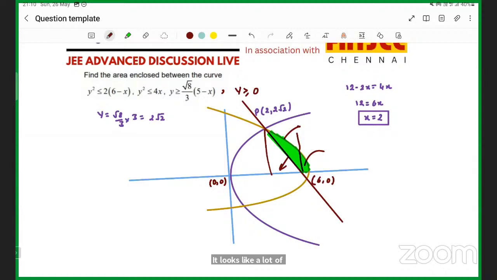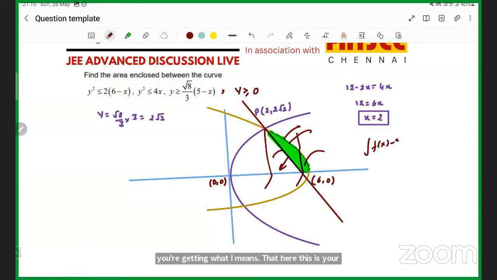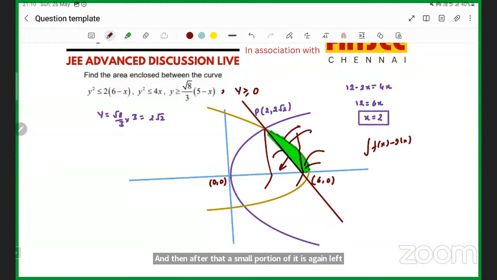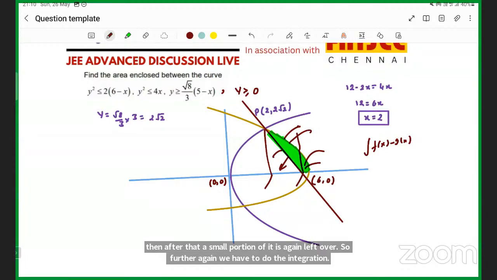I hope you're getting it. What I mean is that here this is your f(x), this is your g(x). So between this x coordinate and this x coordinate, we can do the integration of f(x) minus g(x). And then after that, a small portion of area is again left over, so further again we have to do the integration. So this is one line of thinking, and definitely we can get the result.